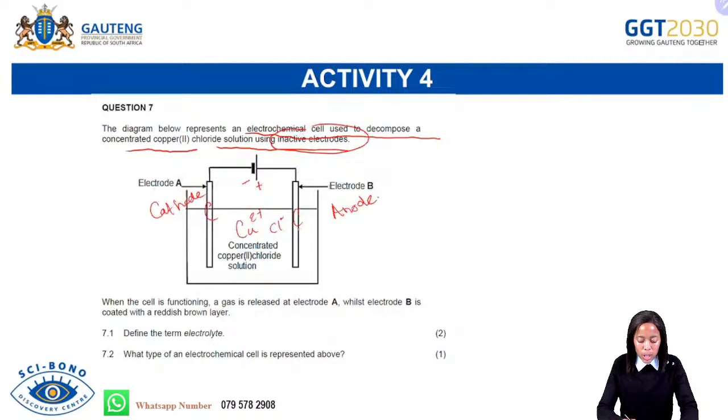From there, we can talk about migration. The chloride ions, where are they going to migrate to? They are going to migrate to the anode, and the Cu²⁺, where is it going to migrate to? It's going to migrate to the cathode.